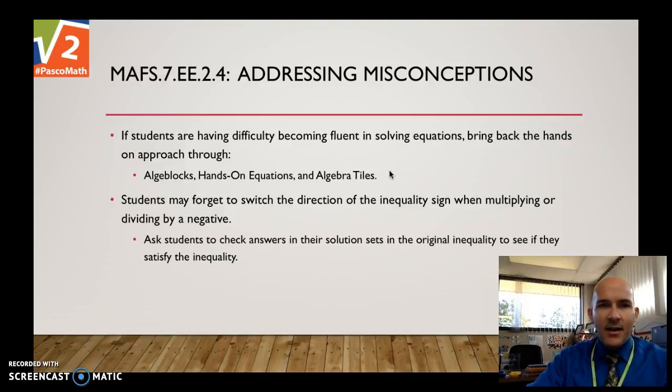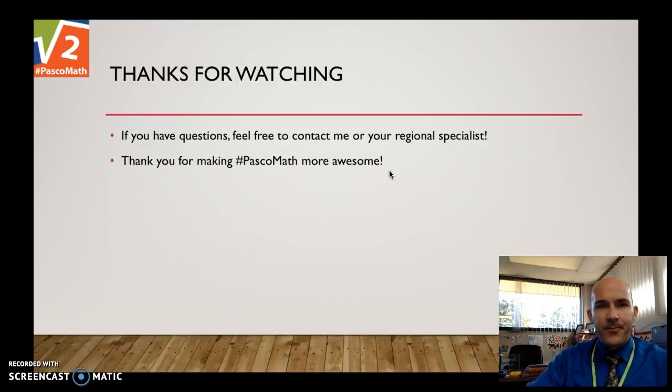Students may forget to switch the direction of the inequality sign as well when multiplying or dividing by a negative. Again, have students check their answers to the solution set and make sure that the original inequality is satisfied. If it's not, then they need to go back and do their error analysis there.